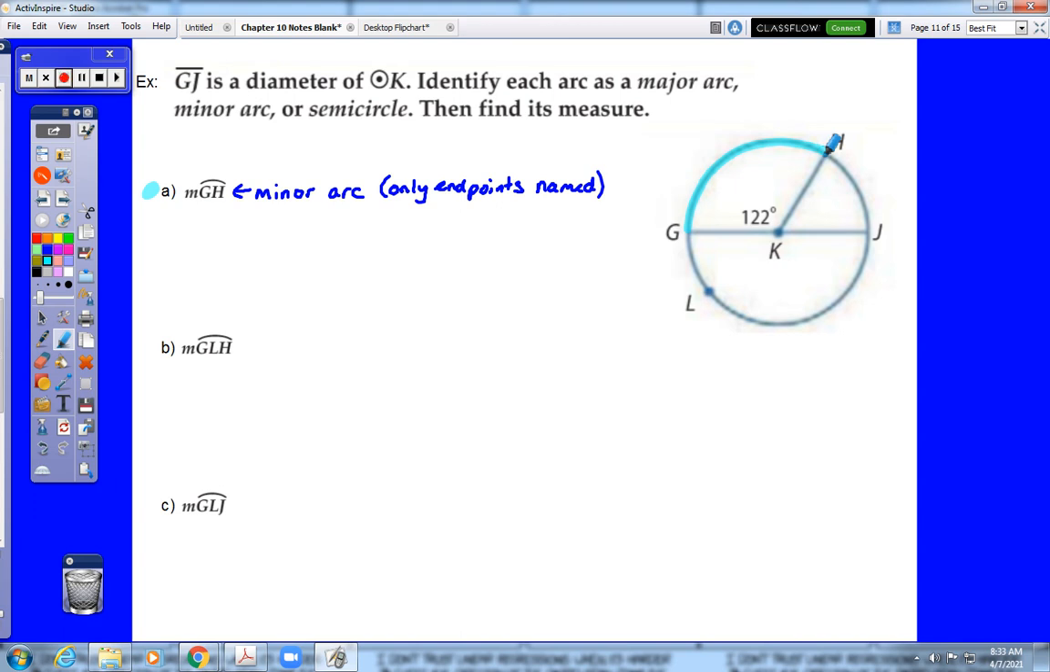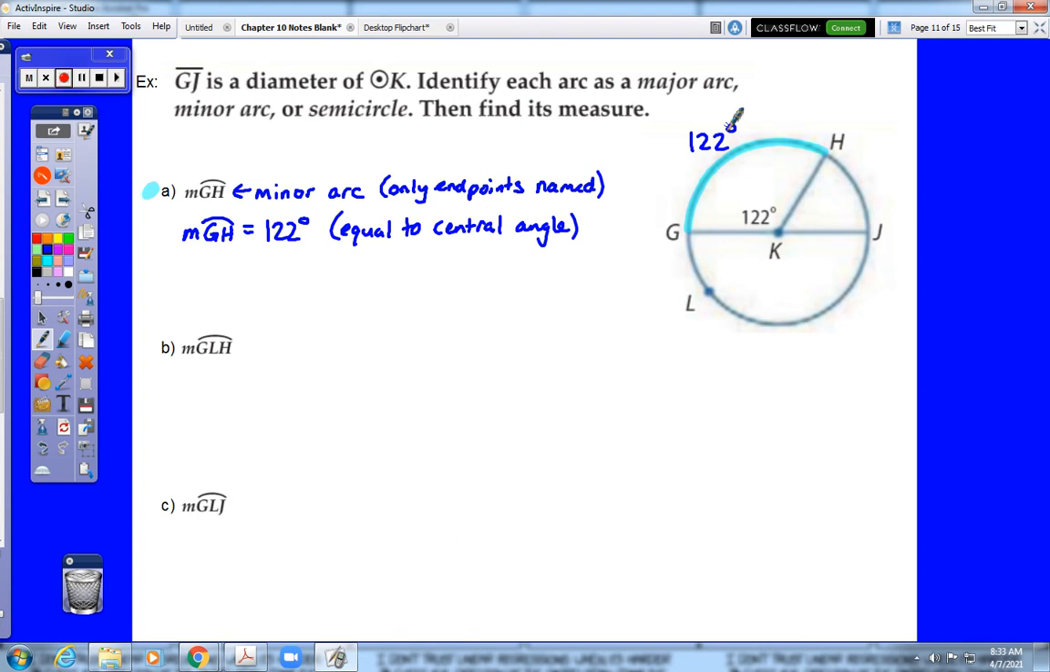What is the measure of GH? Perfect, 122 degrees. It is equal to the central angle. Central angle is 122 degrees, so the arc is 122 degrees. Okay? That's the easy one. Any questions on the first one?